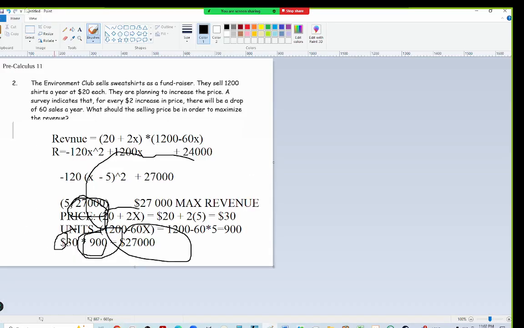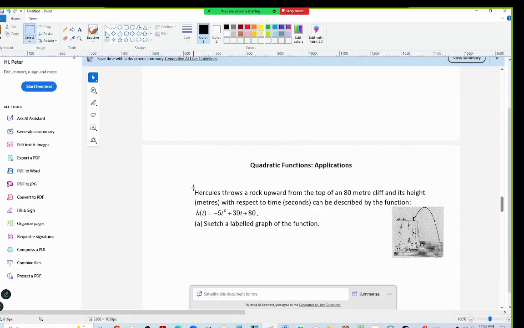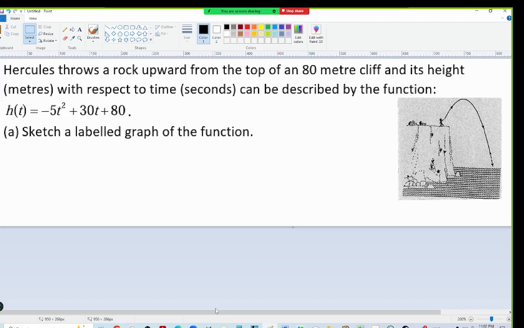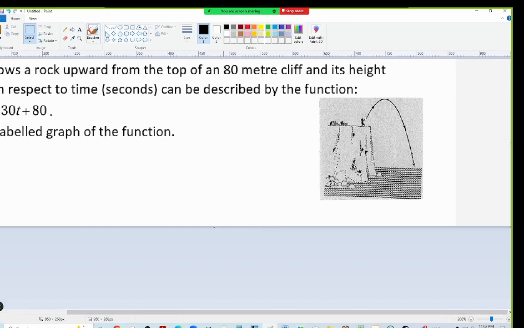Think back to the first question we did, when you just completed the square. What does it look like? It looks a lot like the diver question, right? You're just diving up and then hitting the water. They're just using a different scenario. Here, Hercules throwing a rock. It's the same thing. It's a diver going up.